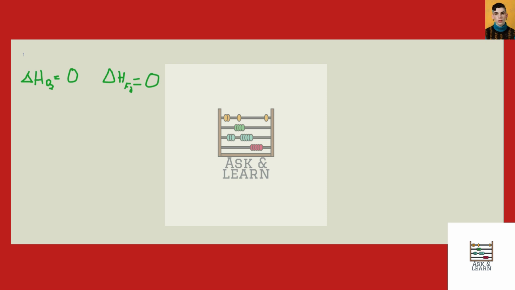So part B, they want us to write the chemical equation for the reaction whose enthalpy change is the standard enthalpy of formation of sucrose. So the way to solve this is, first, we're going to put our sucrose on the right. It's C12H22O11. And we're dealing with solid sucrose here.